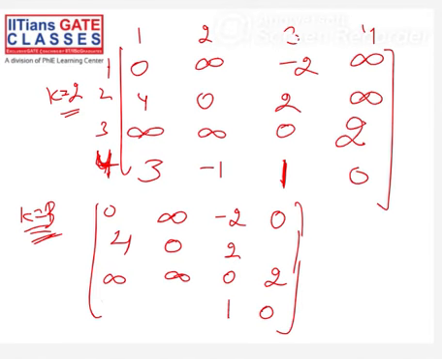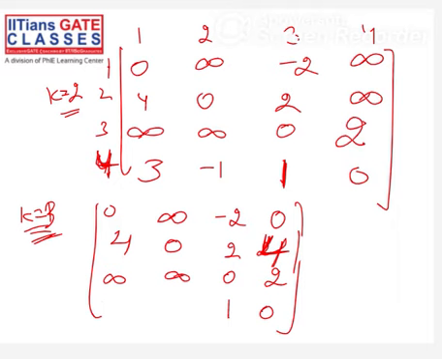Alright. Next thing is 2 to 4. So 2 to 3, 3 to 4. 2 to 3 is 2. 3 to 4 is what? 2. 2 plus 2 is 4. So you get 4 over. Right. This was infinity, reduced to 4.